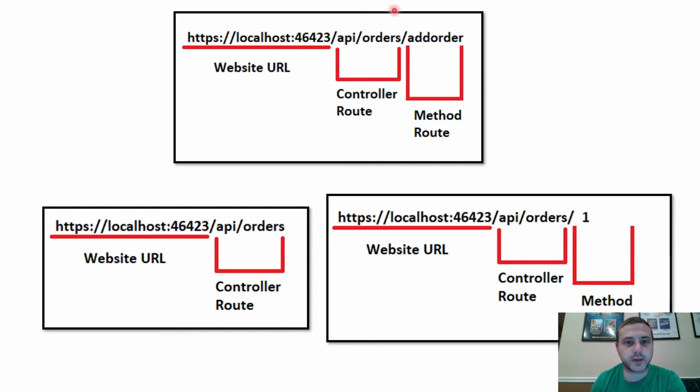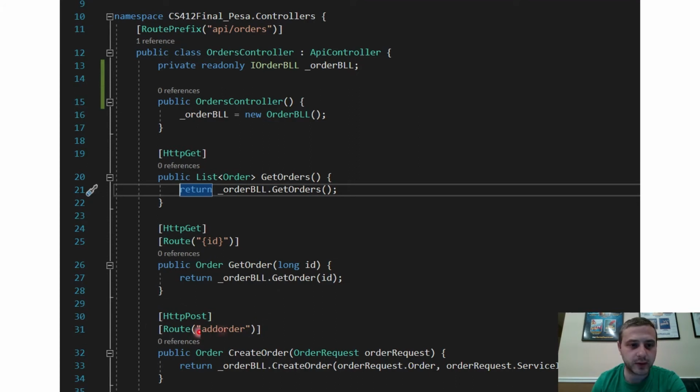But just know that this is like the controller route. And then this right here is the method route. So if we go back, you see that this route right here belongs to this method. This is a route attribute. This is also a route attribute, but this is for a route prefix, which means that this will prefix any of these things with this route.